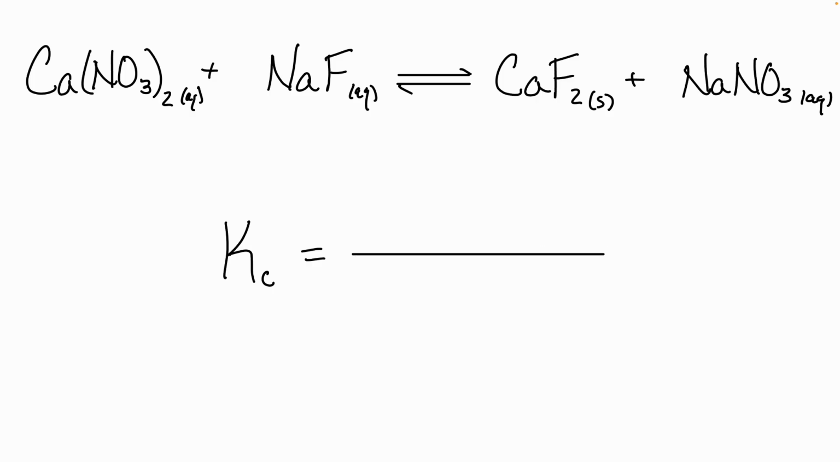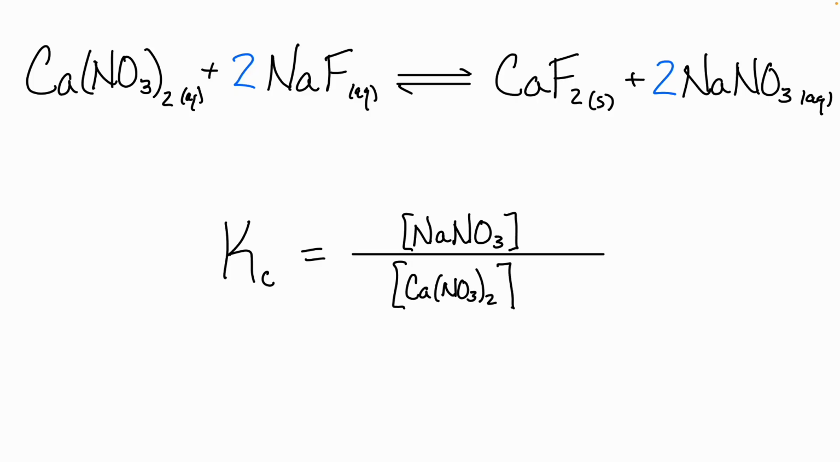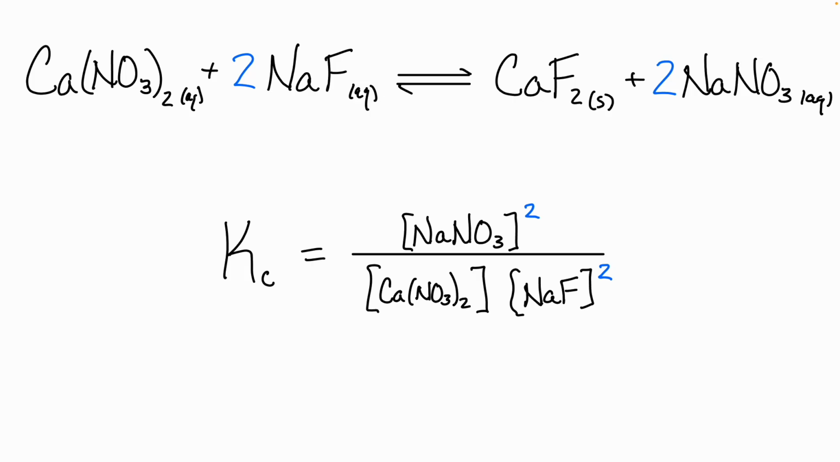All right, so I'm going to do my products over my reactants. Well, I guess I got to balance it first, right? So I need 2 of these and 2 of these. So I'm going to do my products over my reactants, but again, I'm not going to include that calcium fluoride at all. So I'm just going to have that other product, my sodium nitrate, over my reactants, my calcium nitrate, and my sodium fluoride. So I got my products over my reactants. I've omitted that solid, and I'm going to convert these coefficients into exponents. So I got to square my sodium fluoride concentration and square my sodium nitrate concentration.